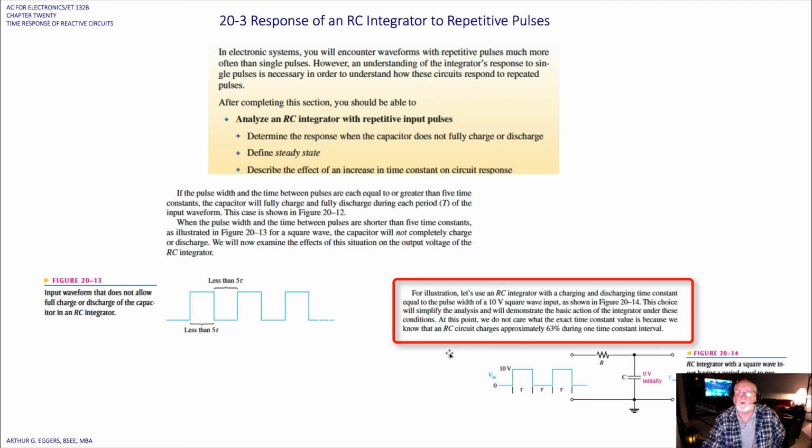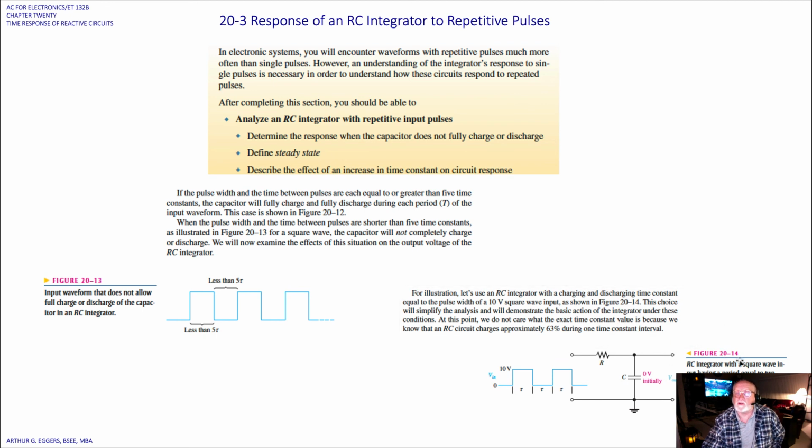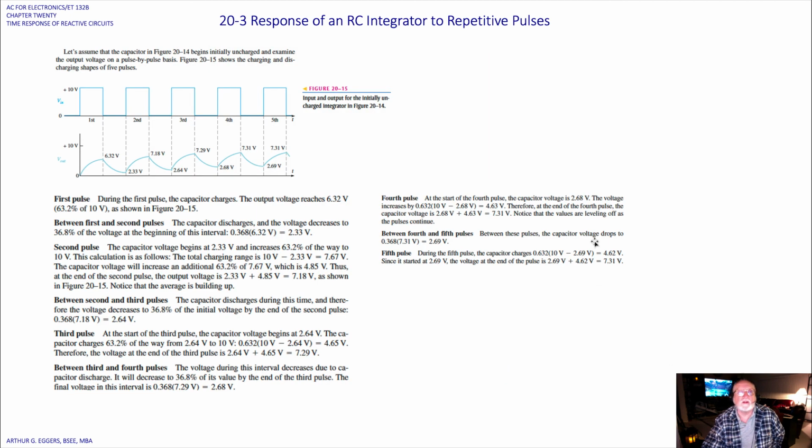At this point, we don't care what the exact time constant is because we know that an RC circuit charges approximately 63% during one time constant interval. Okay, so when we come back, we'll run through the steps here of what's happening from pulse to pulse.